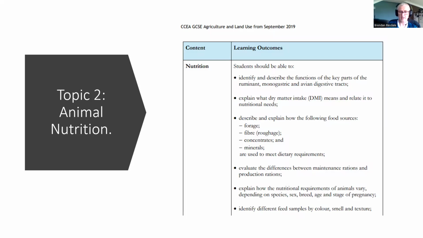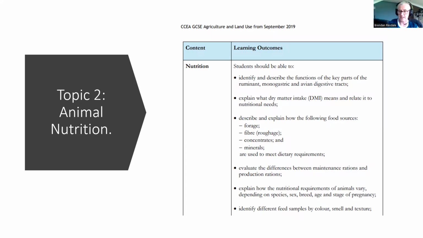Okay, so you can see there, take a look. We'll talk about them later on, the diagrams of three digestive systems. Dry matter will crop up. Be careful. And that third bullet point, okay, forage, fiber, what's the role of them? How do they contrast? Minerals is often overlooked when people are studying that, guys, okay?